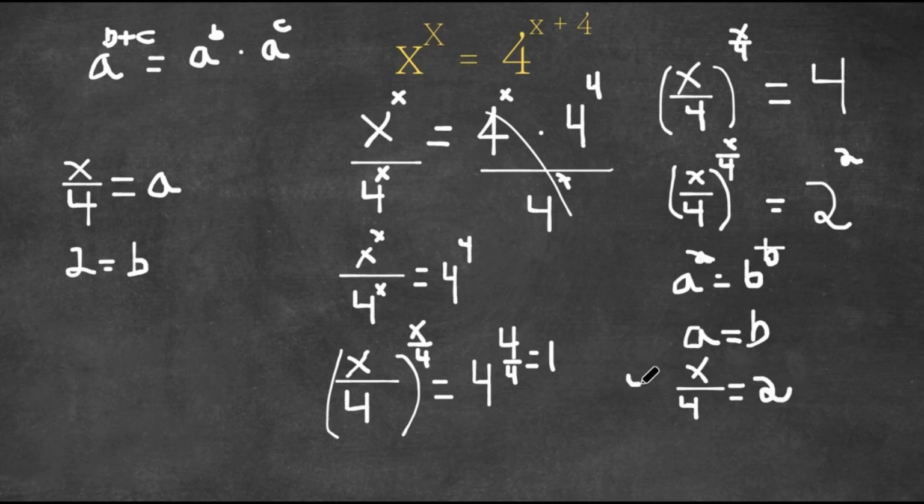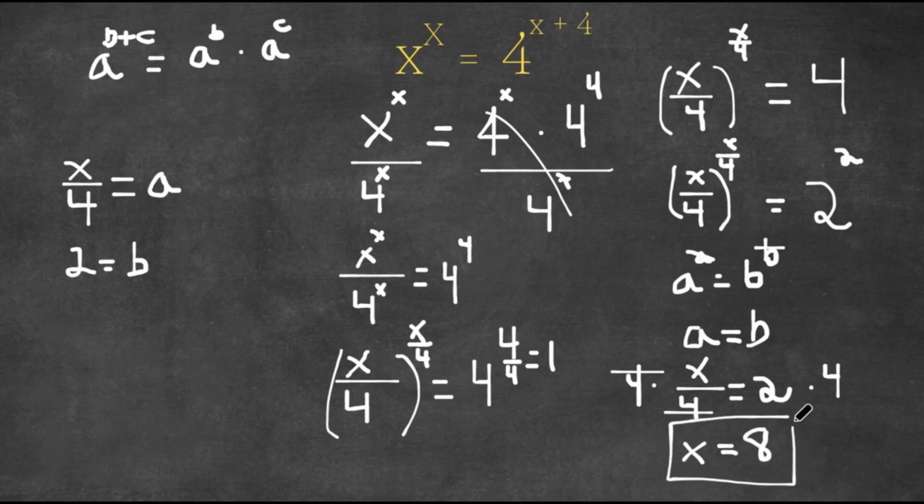Now if we multiply both sides by 4, these two would cancel out. So we'd be left with x equals 2 times 4, which is 8. So x equals 8. Now, why don't we try plugging this into our equation? We have 8 to the power of 8 equals 4 to the power of 8 plus 4, which is 12.